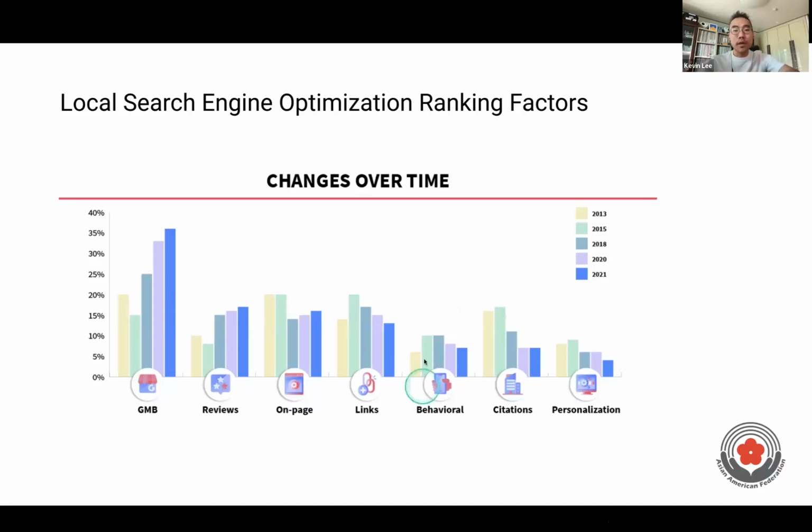And the next one, behavioral, is how people behave on your marketing channel. Do they just come in, scroll for 3 seconds and leave? Or do they click around, stay on your website, call you, try to make a reservation, or send you an email? Do they actually do stuff on your marketing channel? Google sees that as value too, so the more time and interactions they have on your marketing channels, the more it affects your search engine optimization rankings. And then citation is kind of like a yellow pages type of thing.